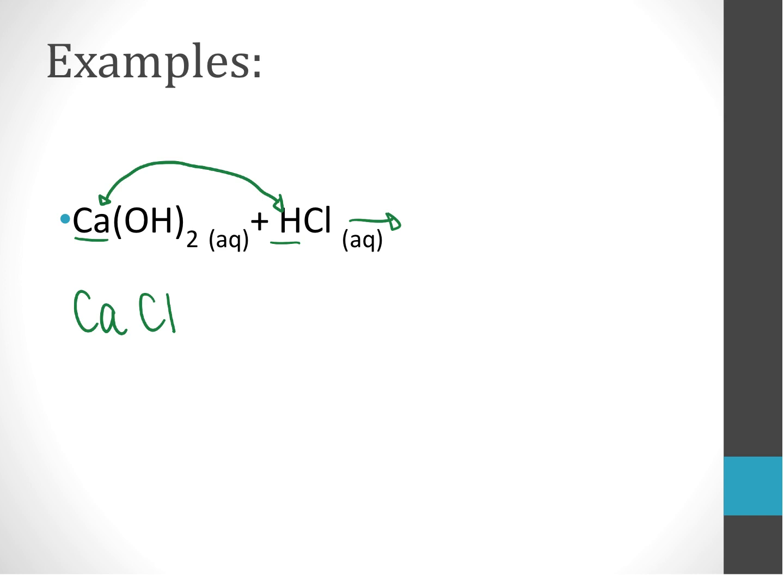So we have to look up charges. What's the charge of calcium? +2. Okay, +2. What's the charge of chloride? Okay. So when we crisscross, what do we get? CaCl2. Good. Okay, then hydrogen is going to bond to that hydroxide. What kind of charge does hydrogen get? +1. Okay, +1. Hydroxide is a polyatomic. If you look it up, what's the charge?